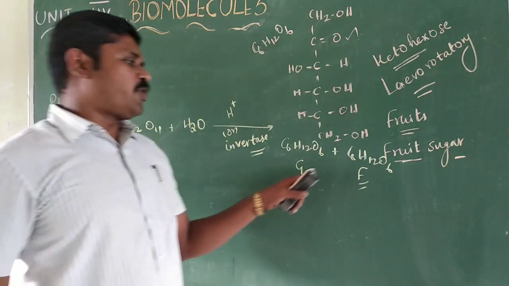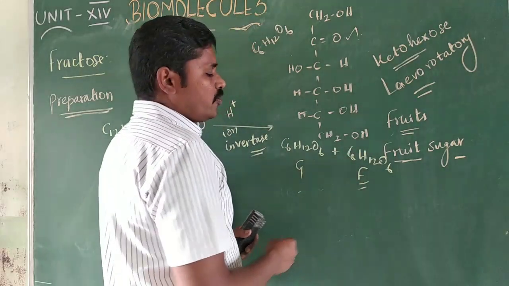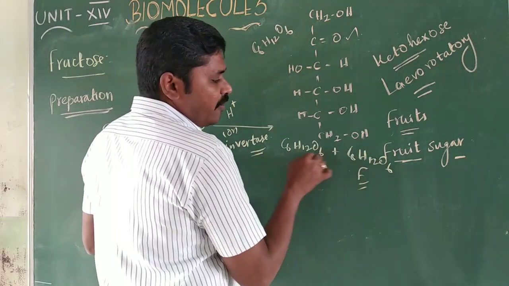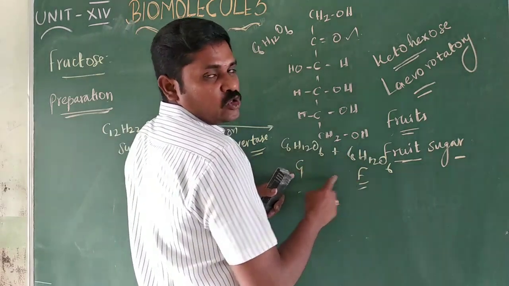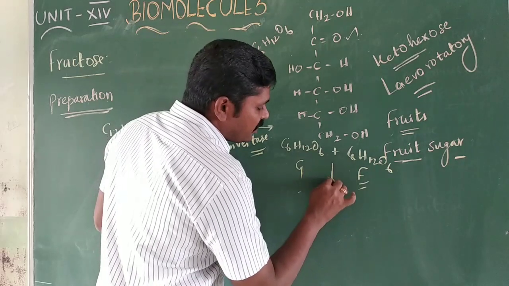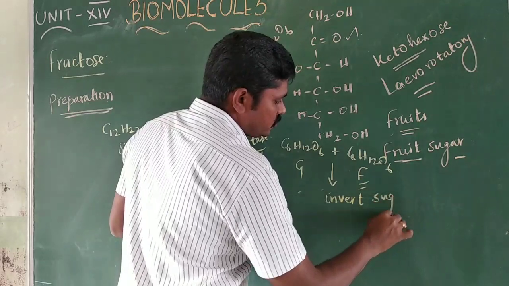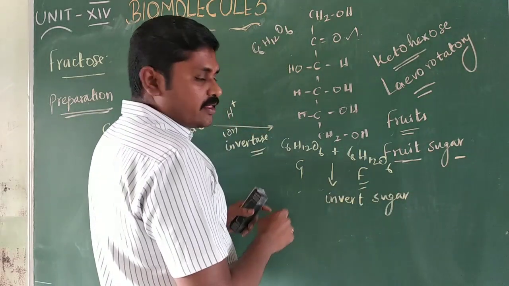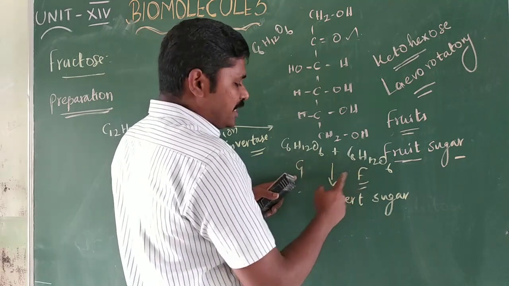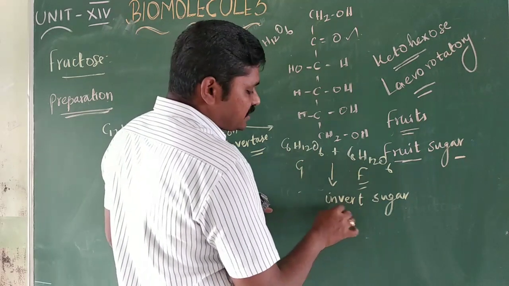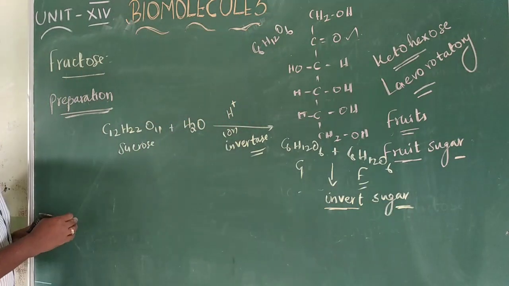In a crystallization process, the fructose is separately crystallized. The mixture having equal amounts of glucose and fructose is termed invert sugar. So, very important one: the mixture having equal amounts of glucose and fructose is termed invert sugar. Another method is preparation from inulin.